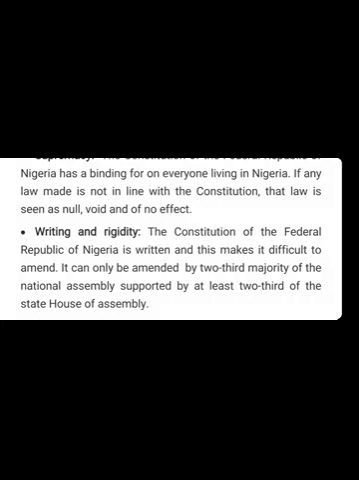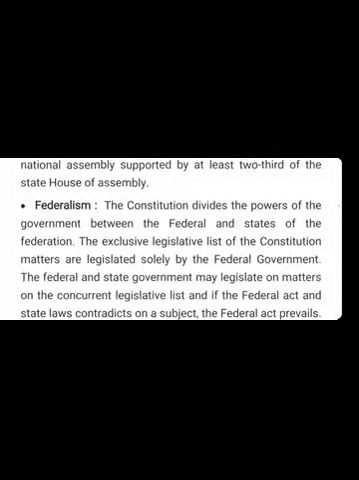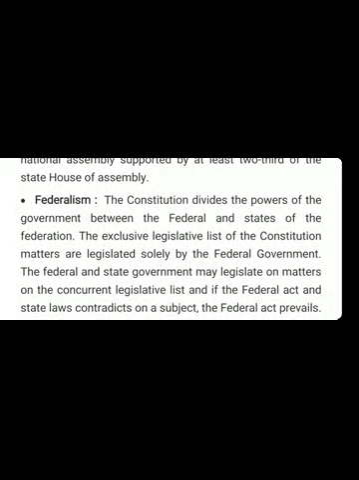Writing and rigidity. The Constitution of the Federal Republic of Nigeria is written, and it is very difficult to amend. It can only be amended by a 2/3 majority of the National Assembly, supported by at least a 2/3 majority of the State Houses of Assembly. That takes us to federalism.